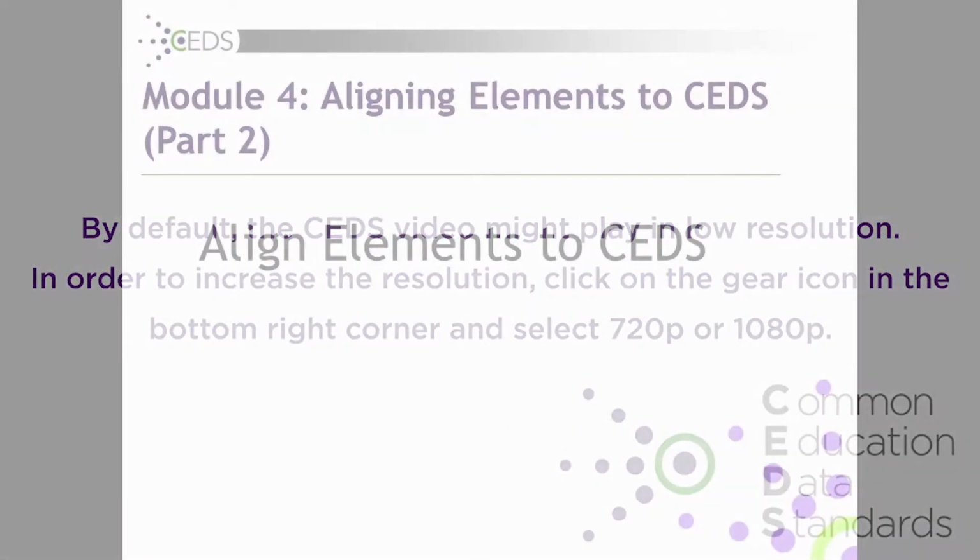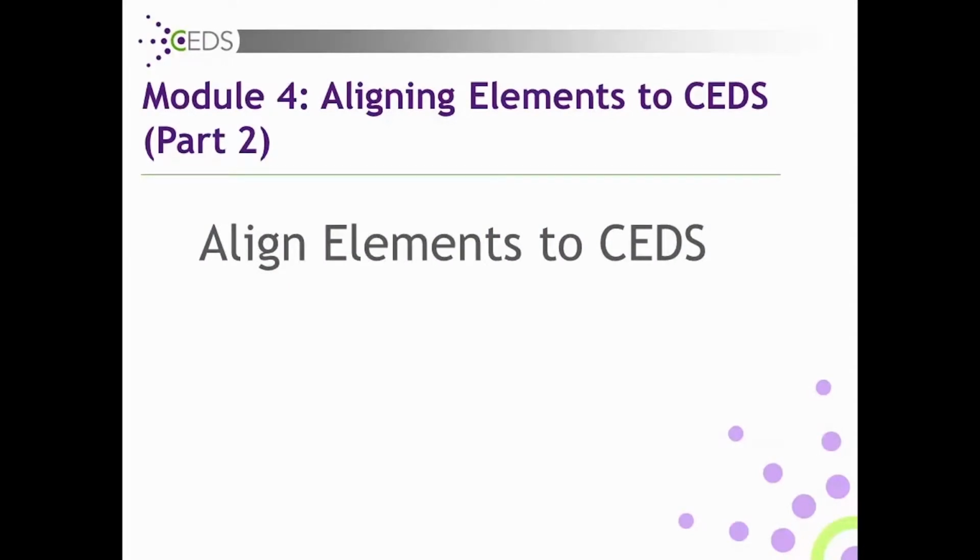Align Module 4, Aligning Elements to CEDS, Part 2. This tutorial explains how to align elements in your map to CEDS via the CEDS Align Tool. This feature requires that you have already created a map. If you need assistance adding elements individually to your CEDS map, please view Part 1 of Align Module 4.